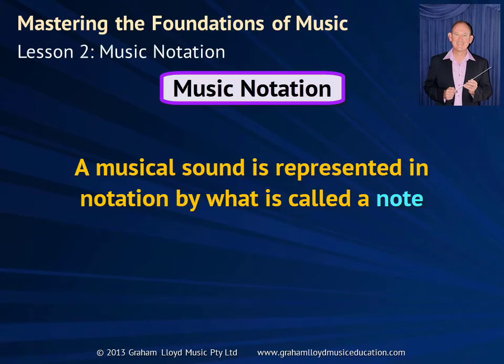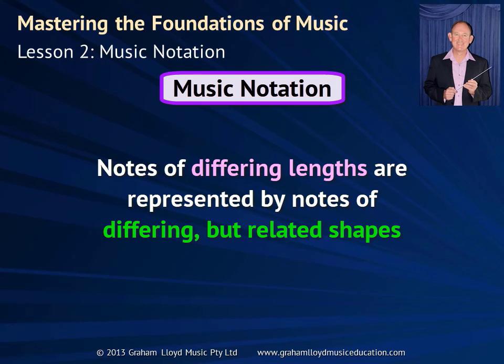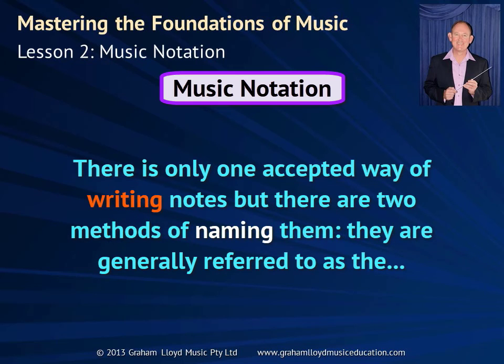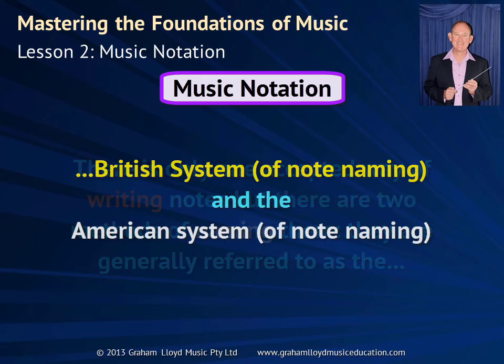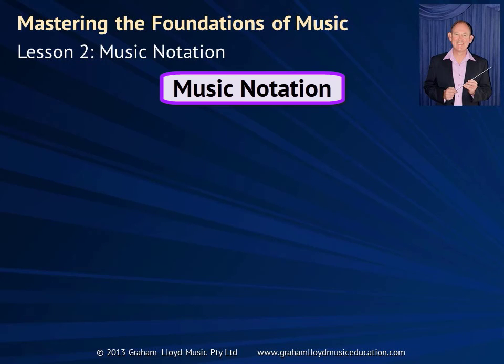upon in the future. Presented in notation by what is called a note. Notes of differing lengths are represented by notes of differing but related shapes. There is only one accepted way of writing notes, but there are 2 methods of naming them. They are generally referred to as the British system and the American system. Let's look at how notes are written, and we'll initially use the British system when naming them.